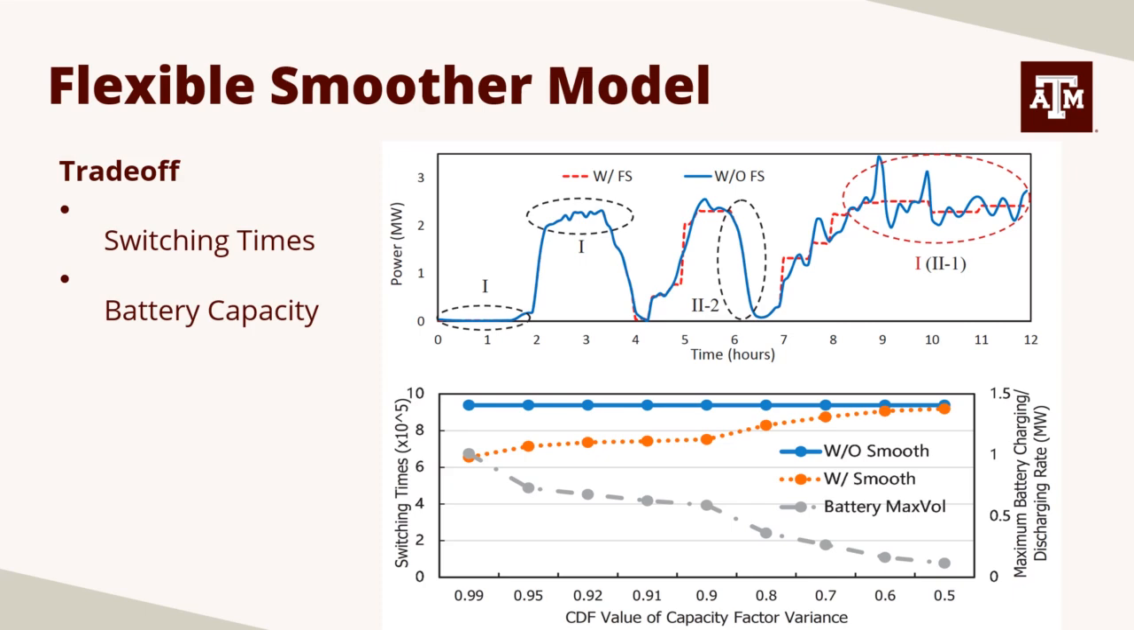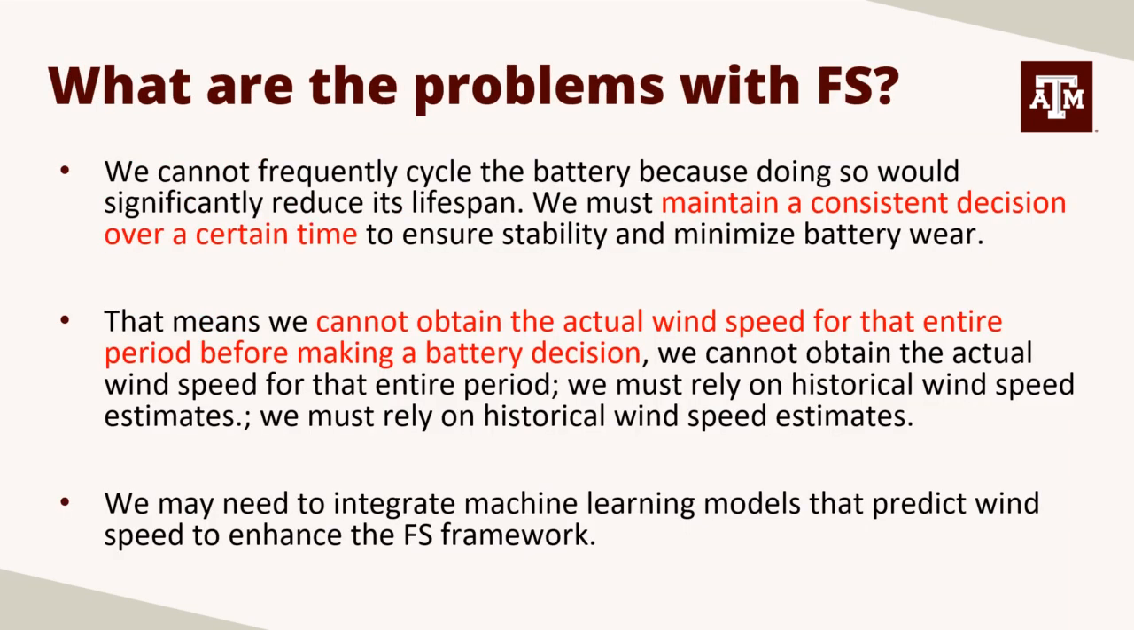And there is, however, an important issue to consider. We cannot frequently cycle the battery because doing so would significantly reduce the lifespan. To avoid this, we must maintain constant battery decisions over a set period. This means we cannot wait to obtain actual wind speed data for the entire interval before deciding on battery operations. Instead, we must rely on historical wind speed estimates.